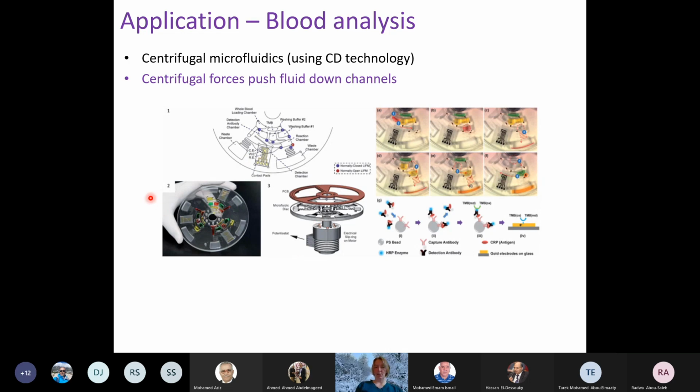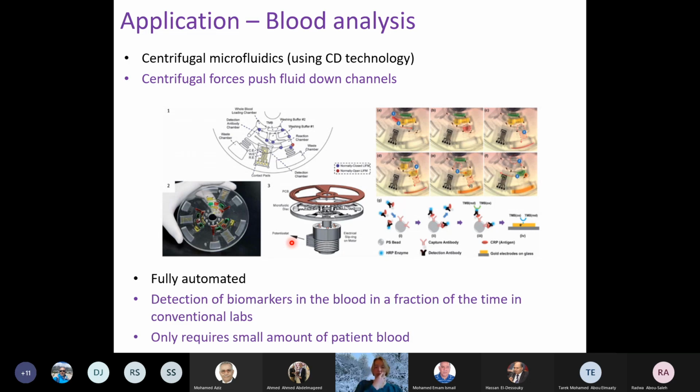So really, really pushing the clinical diagnostics to higher advancement here. So fully automated detection of biomarkers in the blood in a fraction of the time of conventional labs. And I didn't say, but it only requires a very, very small amount of patient blood. So only a few microliters, a pinprick of blood rather than several milliliters.